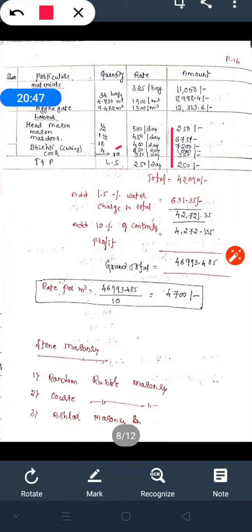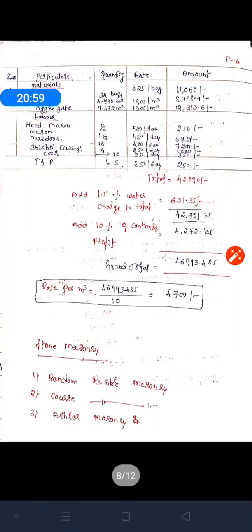Then the cost will be as mentioned. Then bisti 4 numbers, and coolies, 10 numbers of boy and girl coolies, are required here. Tools and plant is a lump sum amount of 250 per day. The head mason is around 500 rupees, mason around 450, mazdoor around 400, bisti around 250 rupees, whereas coolie is around 350 rupees. After multiplying labor into cost, we get the total amount.